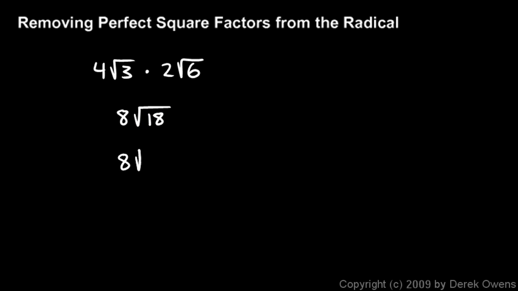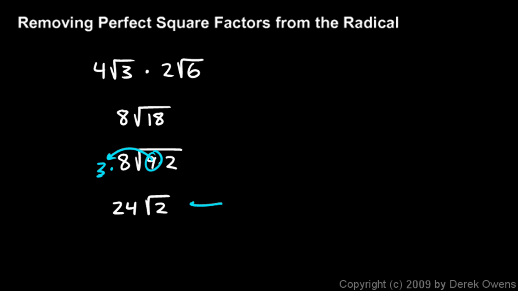This could be written as 8 times the square root of 9 times 2. 18 is just 9 times 2. And the 9, you see, is a perfect square. So in other words, the square root of 9, I think of that as a 3 instead. So I imagine this 9 popping out here and becoming a 3. It gets square rooted, and so I have a 3 times 8 right there, which is 24. And 24 times the square root of 2 is the answer.